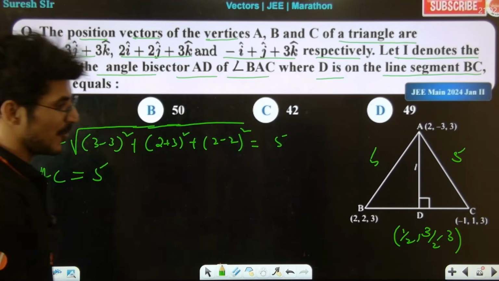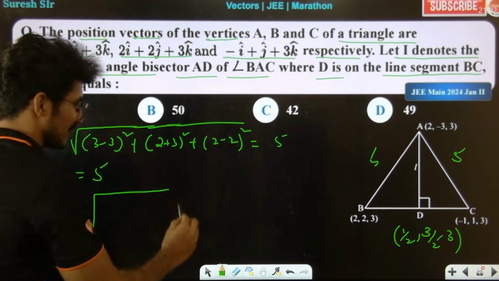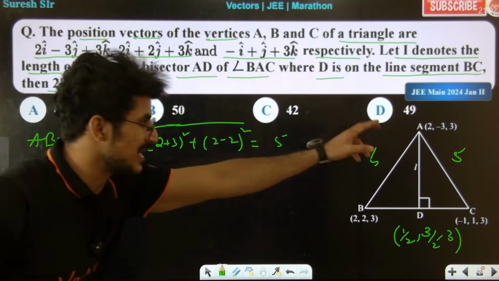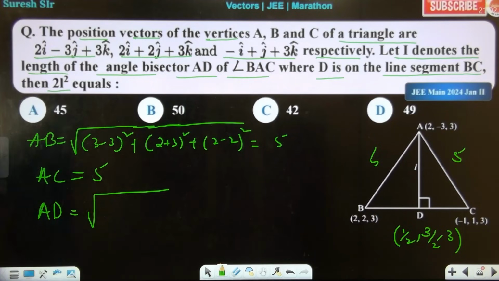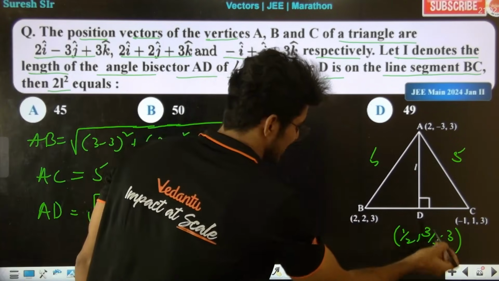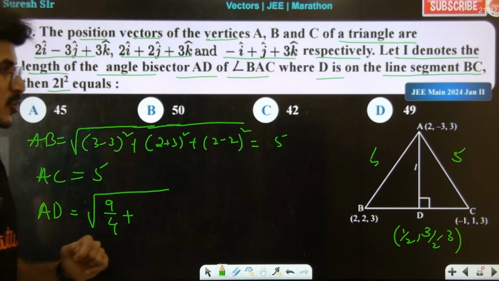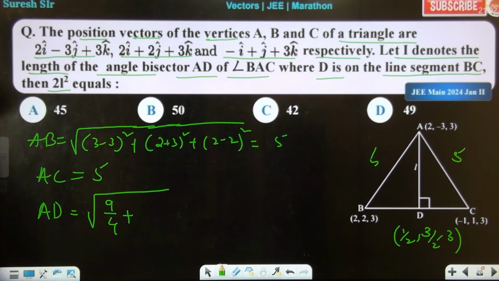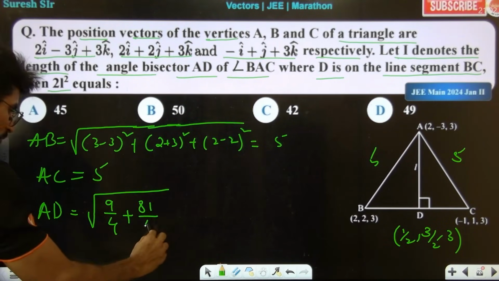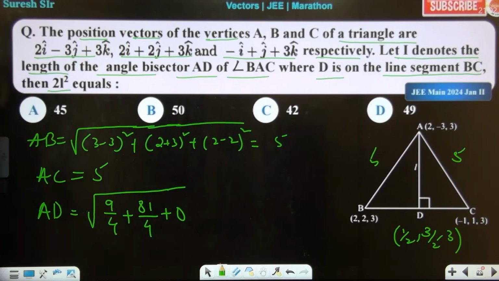Now what is AD, sir? AD is the distance between A and D. So be a little careful with the calculation. 2 minus half whole square, 3 by 2 whole square, correct or not? 3 by 2 whole square, which is 9 by 4, plus the next one, minus 3 by 2, so minus 3 and minus 1.5, so minus 4.5. So tell me now how much you are going to get? 81 by 4, yes or no? Yes, sir. Next, 3 minus 3, 0 square. Any doubt? Are you all getting the point or not?